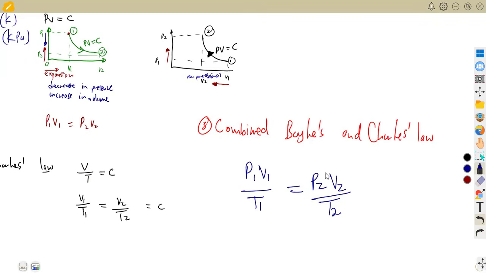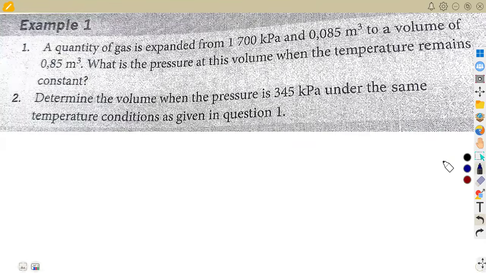That's what you need. All right, so we're not going to waste much time. I just want us to check questions. How do they ask these typical questions? On example number 1, we're given a quantity of a gas is expanded.